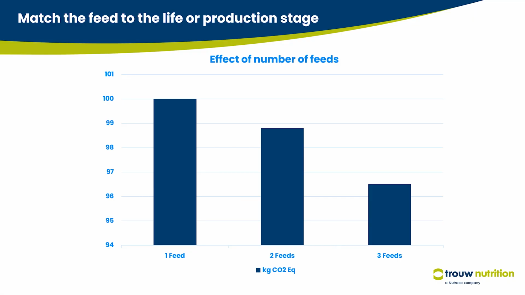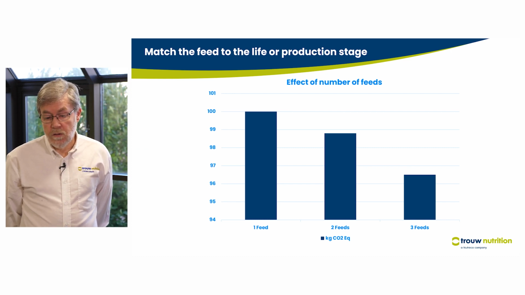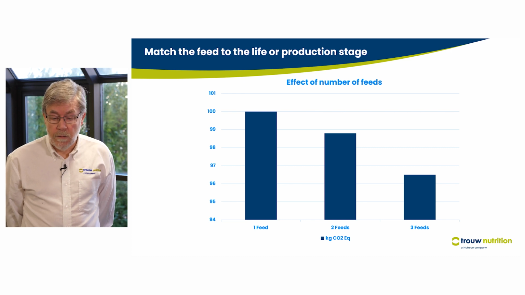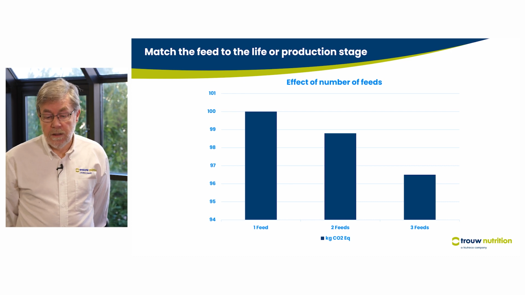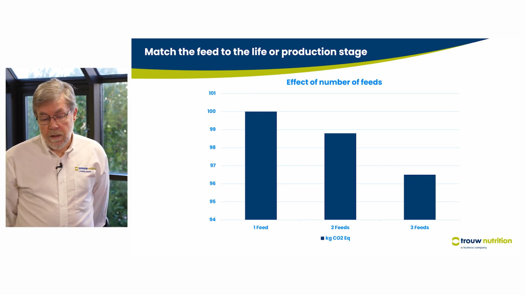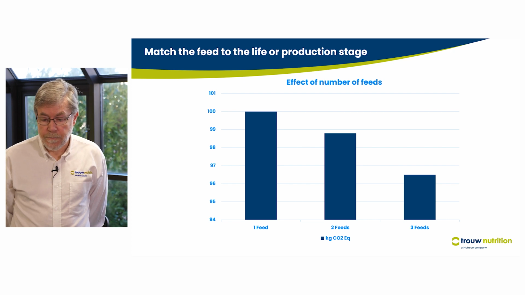I've also looked at the effect of the number of feeds that are fed over the finishing period. And this slide shows the difference between feeding one feed, two feeds, or three feeds from the period of 30 kilos through to slaughter. So you can see by using three feeds, where we're more closely matching the nutrient profile of the feed to the requirements of the animal, we can reduce the carbon footprint quite significantly. Whereas if we feed one feed, this is limiting the amount of nutrients fed at the beginning of the phase and oversupplying nutrients at the end, which has a negative impact on the carbon footprint.